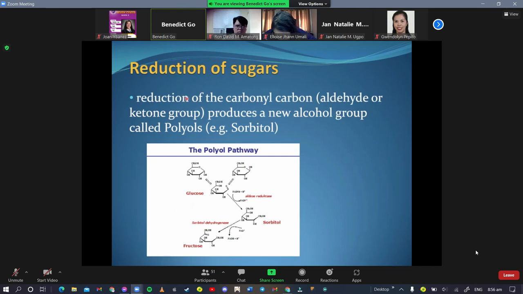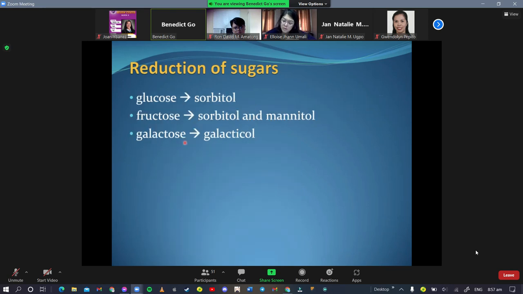Reduction of sugars. We already mentioned this a few slides back. The reduction of the carbonyl carbon, the aldehyde or ketone group, produces a new alcohol group, giving polyols. An example of a polyol or sugar alcohol is sorbitol. We mentioned that already earlier. You will deal with this polyol pathway in further chapters, but don't worry about this at the moment. When you reduce glucose, you can form sorbitol. Reduction of fructose can yield sorbitol or mannitol, and reduction of galactose can yield galactitol.